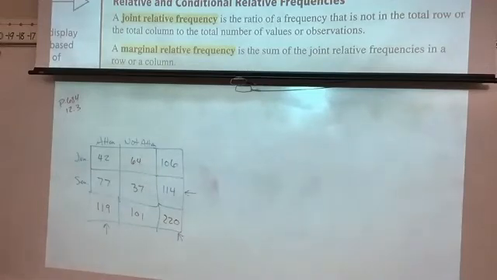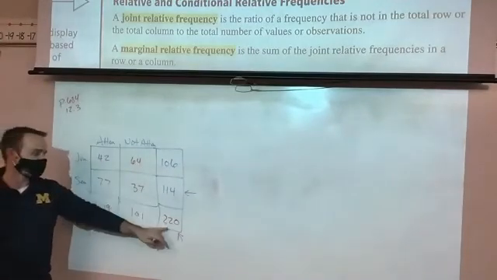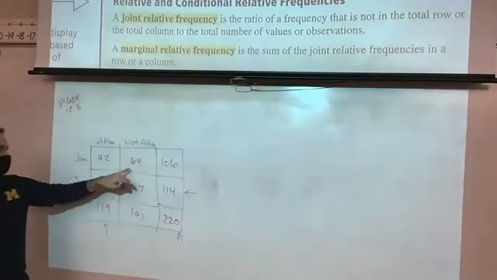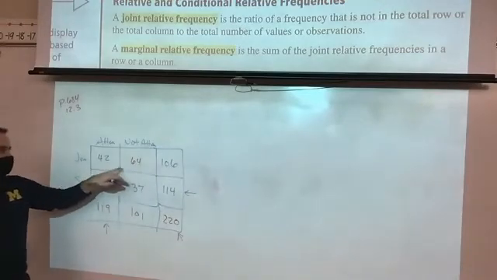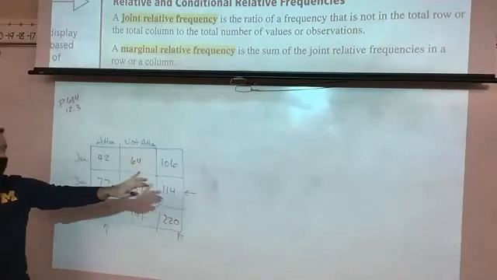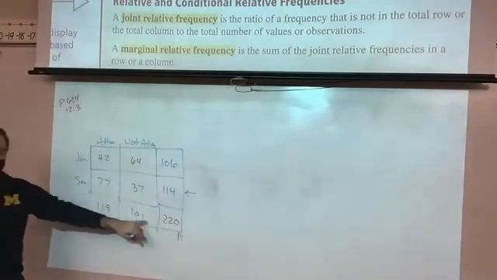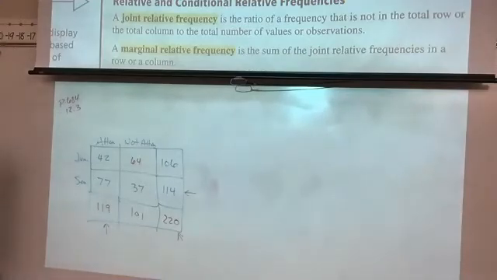Typically, they're going to have you write it to 3 or 4 places, probably 3. So what I want you to do is go through each one of these, divide each one by 220, and get a decimal rounded to the nearest 3 decimal places. You can either create a new chart, or if you've got room, I'm just going to write it inside the same table. So round each one to the nearest 3 decimal places.